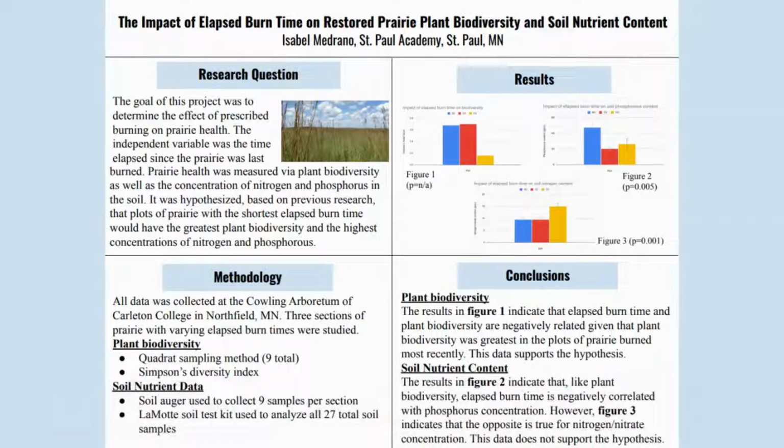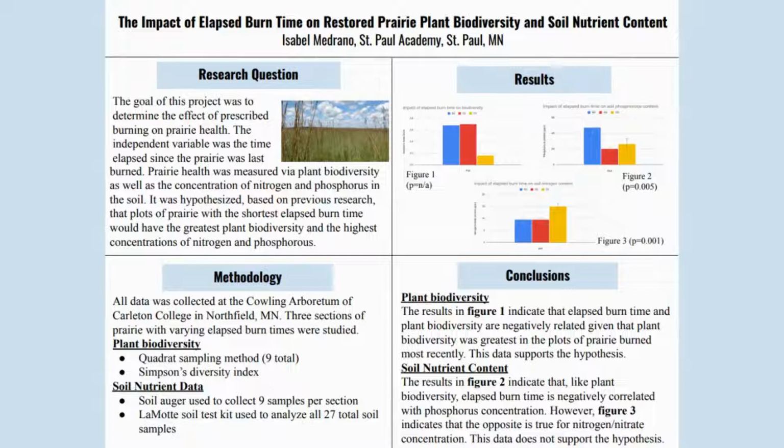The goal of my project was to determine the effect of prescribed burning on prairie health. The independent variable I looked at was the amount of elapsed burn time since a section of prairie was most recently burned. Prairie health was measured by looking at plant biodiversity as well as the concentration of nitrogen and phosphorus within the soil. I hypothesized that the plots of prairie with the shortest elapsed burn times would have the greatest amount of plant biodiversity as well as the highest concentrations of nitrogen and phosphorus.